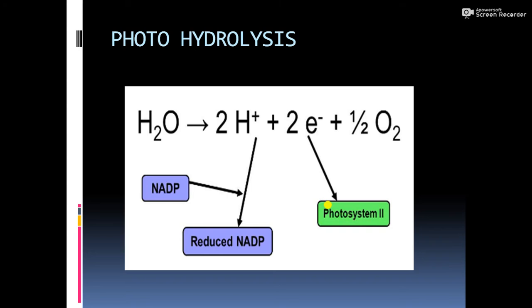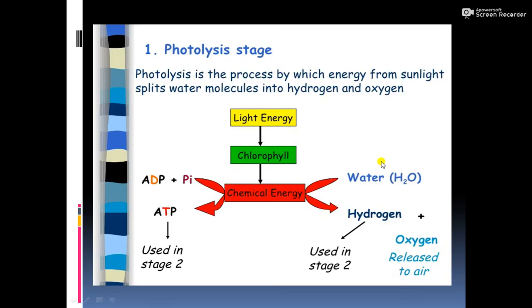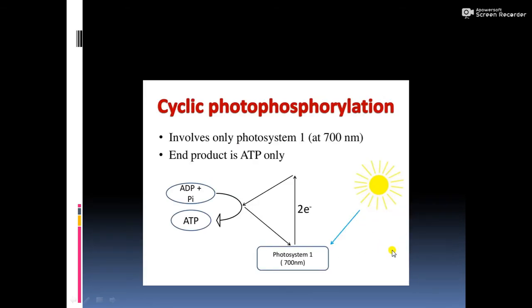So here is the photolysis. Water is broken down to 2 hydrogen ions that reduce NADP to NADPH, and 2 free electrons that enter photosystem 2. Oxygen is released into the air. So the finishing point of cyclic phosphorylation, we can say that it involves only photosystem 1 at 700 nanometers. The end product is ATP only.